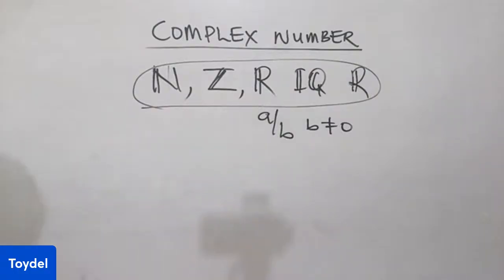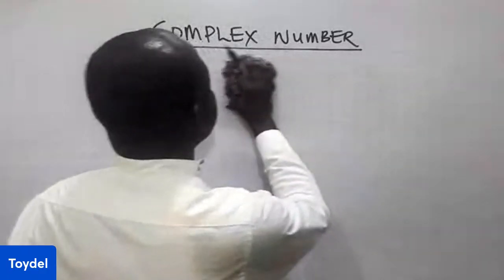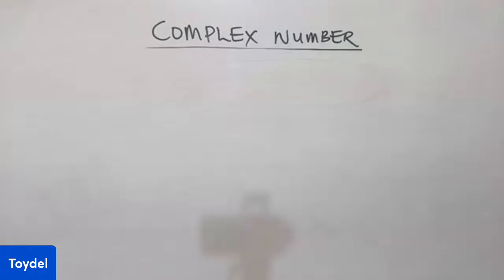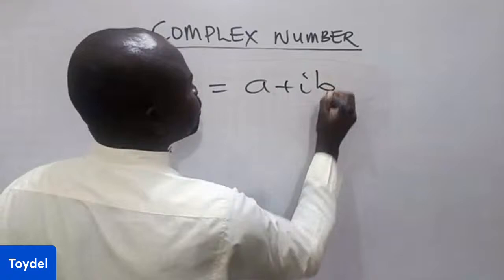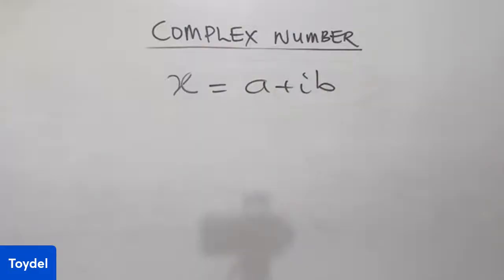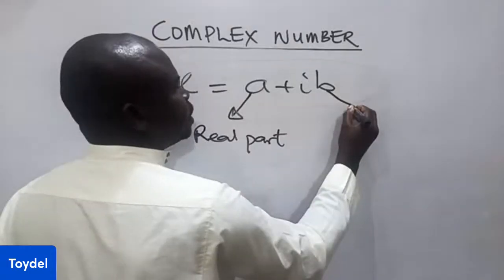So today we want to introduce complex numbers. So what do we understand by complex number? Of course, complex number is the higher form of the real numbers. That is, if you have a number, let's say x, that can be expressed as a plus ib, then such a number is referred to as a complex number, where a is the real part. This is the real part. Then where b is called the imaginary part.